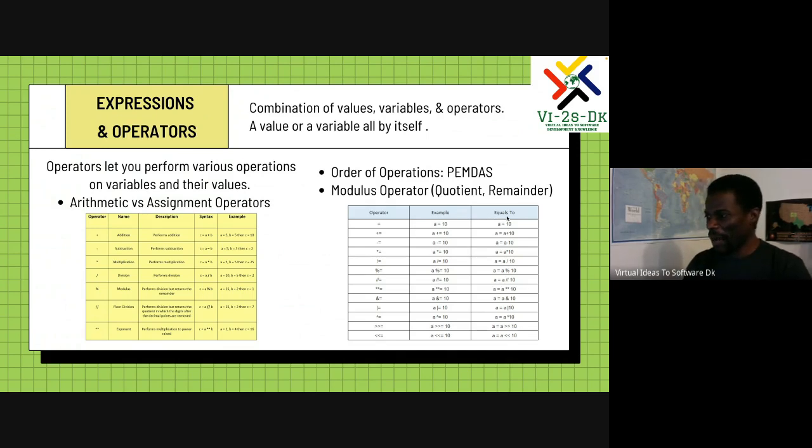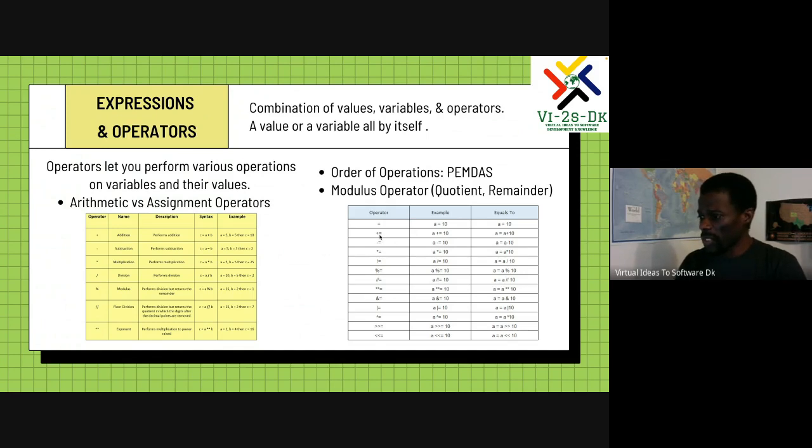But yeah, so now I'm doing it on the flip side. For our assignment operators, the equal to sign is an assignment operator. One thing you have to remember here is the equal to sign is different from two equal to signs. One is an assignment operator, one is an equality operator. We'll talk about that next week.